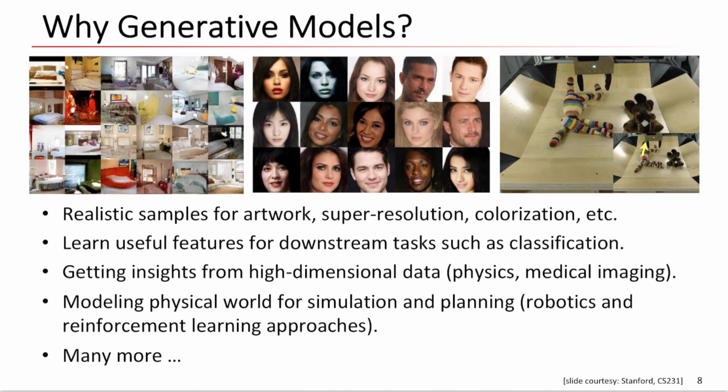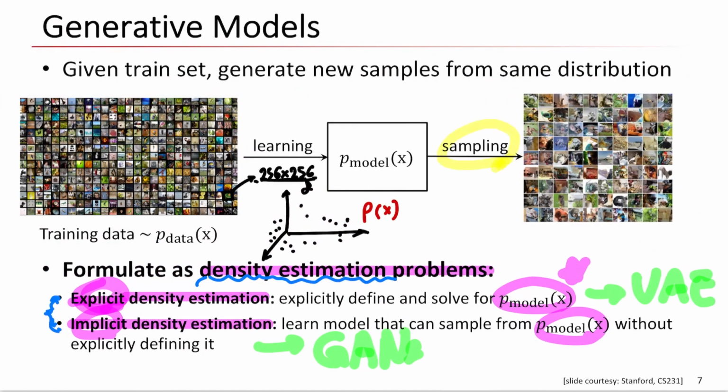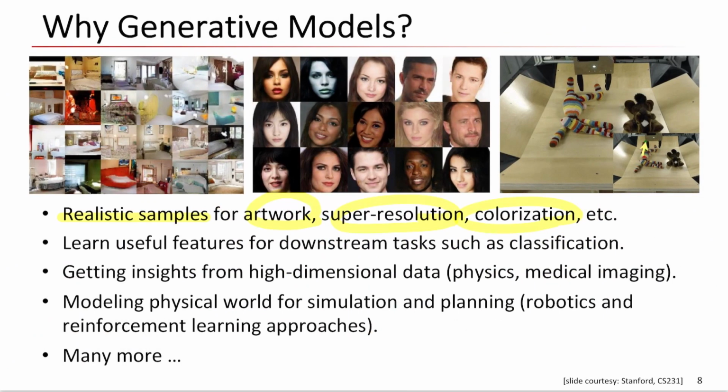Then why do we need the generative model? In some cases, such as realistic sample generation for artwork, super resolution, or image colorization, we want to generate realistic samples by using a deep neural network. So in this case, we need the generative model to learn the real data distribution within real images, right? So this is the first reason.